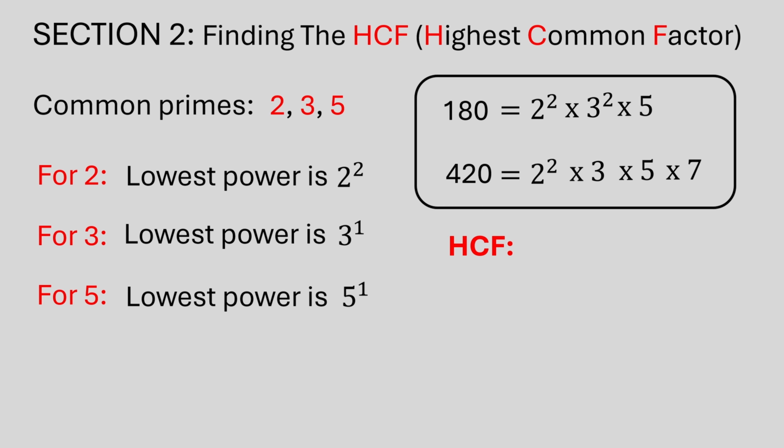So the HCF is 2 to the power of 2 times 3 times 5 is equal to 4 times 3 times 5 is equal to 60.